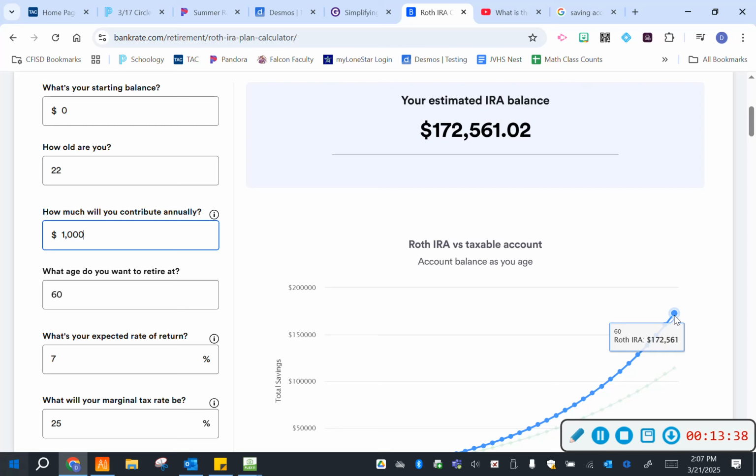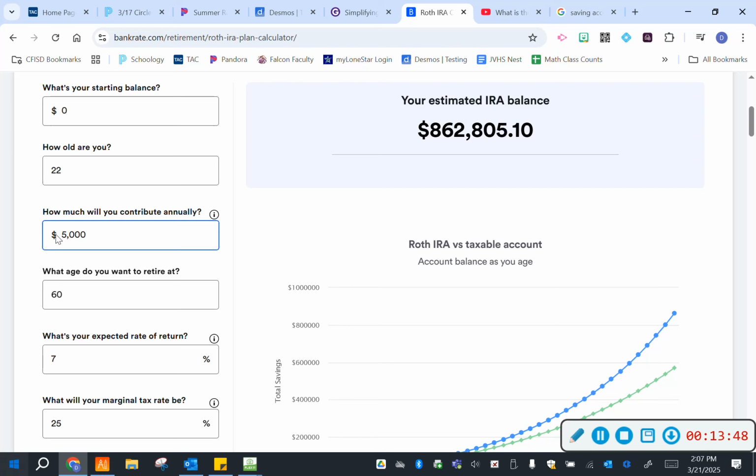Well, I started my Roth IRA at 22 because I didn't know anything at 18. And I was big balling back then, not really, but I had all this money that I had never had before. So I decided to contribute $5,000 annually. Is that a lot? What is that laughing about? At 50 years old, I'll have $862,000 saved for my retirement.